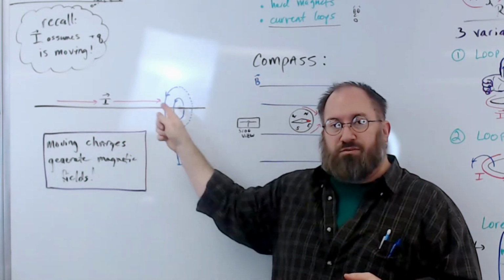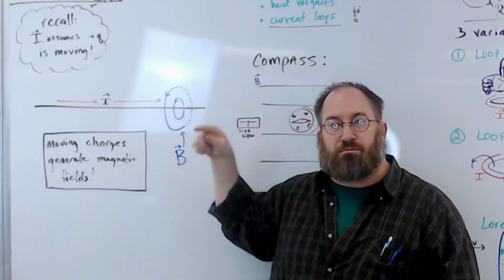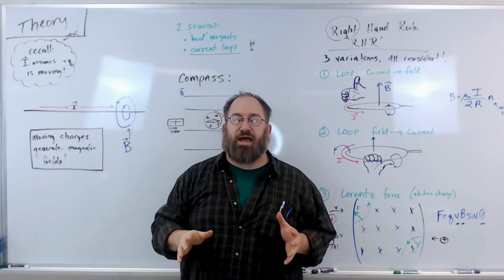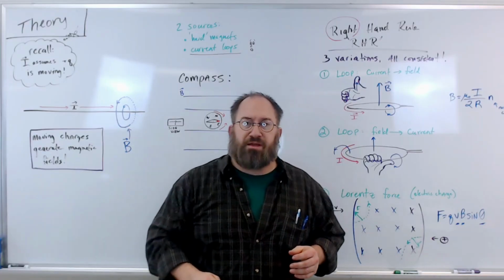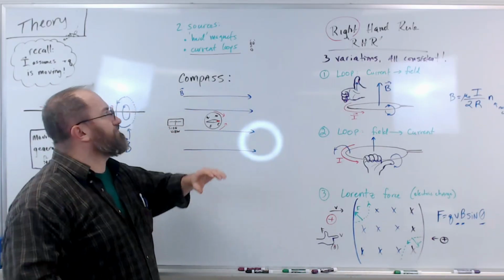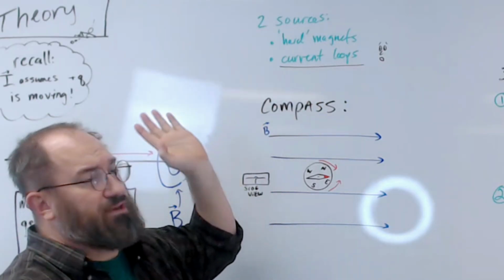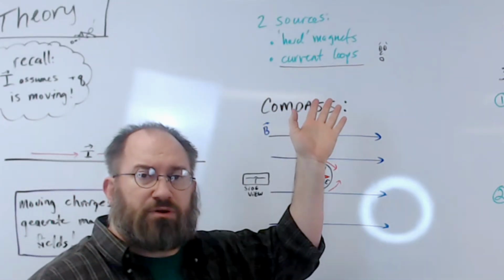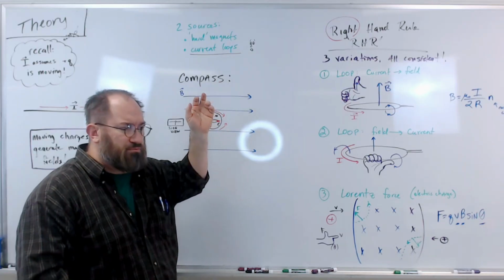You have a current that moves a particular direction, and the magnetic field that it generates goes in a circular pathway around that. Along the way of your lab activity, you're going to explore that and confirm that that's actually the case. Generally speaking, there are two types of sources for magnetic fields. One is a bar magnet or a hard magnet, and then the other one is a current loop or current carrying wire of some sort, usually in a loop, sometimes in a straight wire.